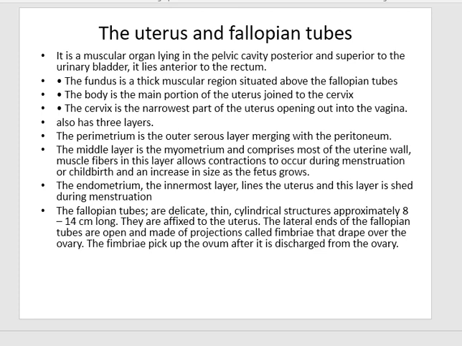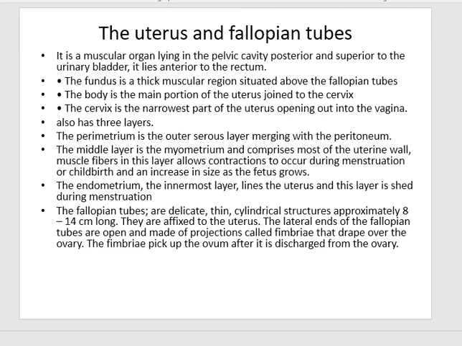Most of the uterine wall is myometrium, made of muscle fibers, and this layer allows contraction to occur during menstruation or childbirth and increases in size as the fetus grows. The endometrium, the innermost layer, lines the uterus, and this layer is shed during menstruation.